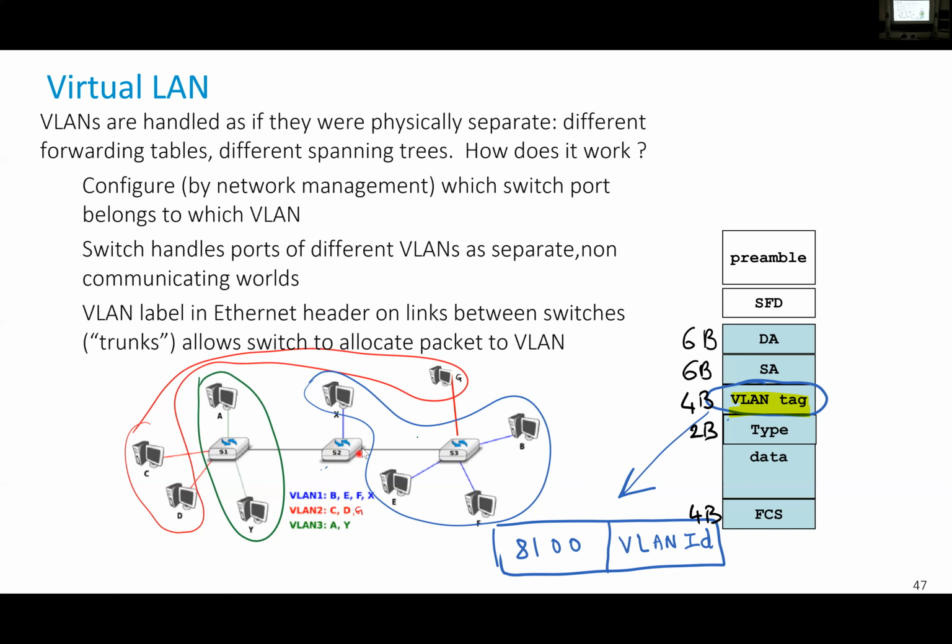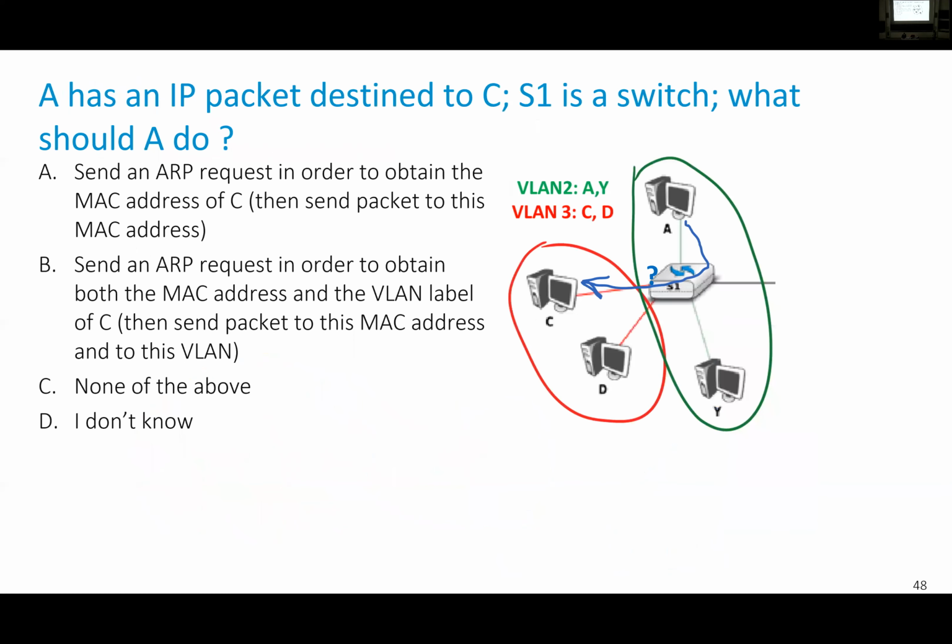So when S2 receives a packet from S1, it looks at the VLAN tag, knows whether it's red or blue, and goes correspondingly to the forwarding table and sends it also on the corresponding spanning tree if it must be broadcast. This is how VLANs work. Now a little quiz.